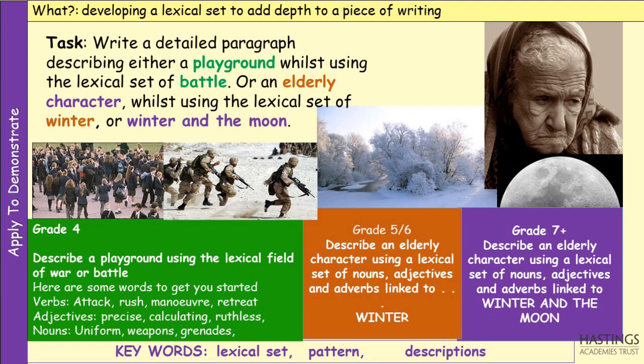And finally, for a grade 7, this one's a bit challenging, but if you can describe the same sort of elderly character, but as well as writing about winter, you can interweave a second lexical set in there and talk about the moon. So perhaps the crater in the moon can seem like the wrinkles on someone's face. Maybe you can talk about the pale colour of their skin, etc. Okay, pause the video now.